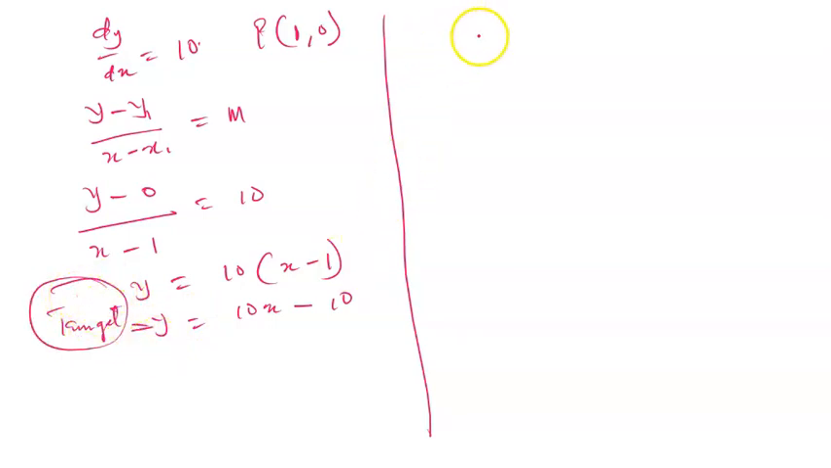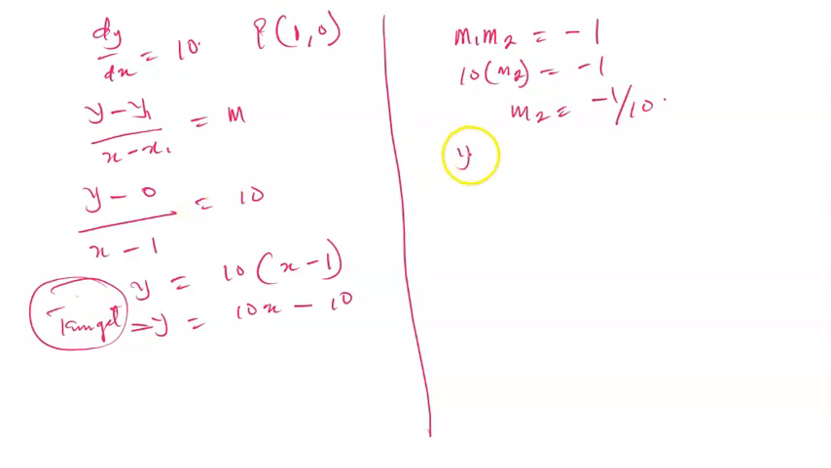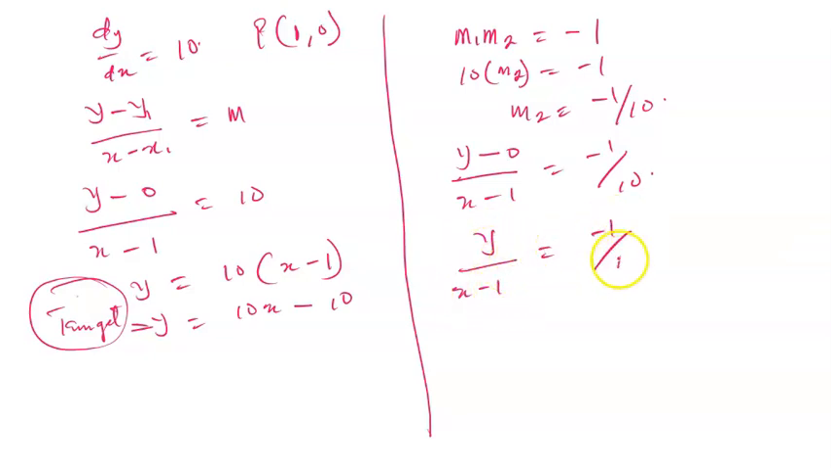Now let's look for the equation of the normal. To solve for the equation of the normal, remember that both lines are perpendicular lines, so that m1 times m2 is equal to minus 1. Now, my m1 is 10. My m1 times m2 is equal to minus 1, so my m2 will be equal to minus 1 over 10. Now, same equation. Y minus 0 over x minus 1 is equal to minus 1 over 10.